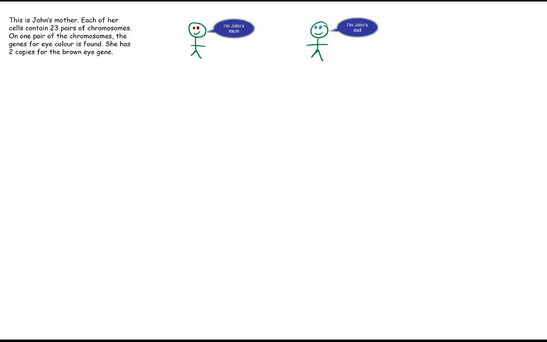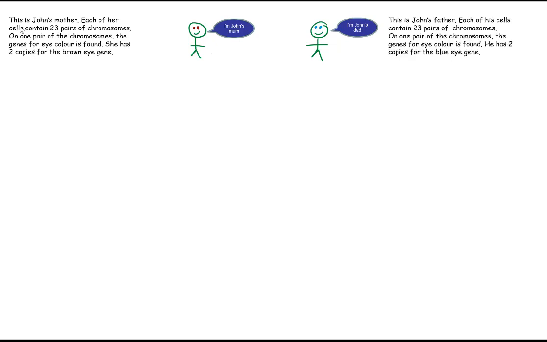Okay, so quite a lot of information we need to take forward, but let's have a look at this. And this is the whole concept of inheritance. So let's look at two people here. Now, the two people we'll look at will be John's mum and dad. You can see here that this is John's mother. Each of her cells contain 23 pairs of chromosomes, but on one pair of the chromosomes she has the genes for eye colour. She has 2 copies for the brown eye gene.